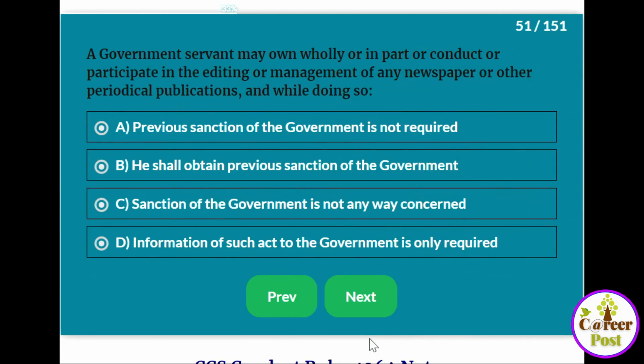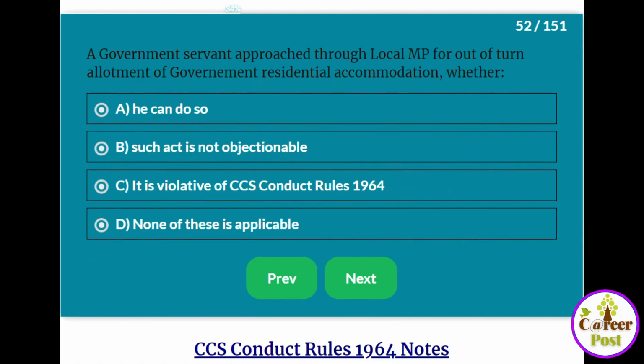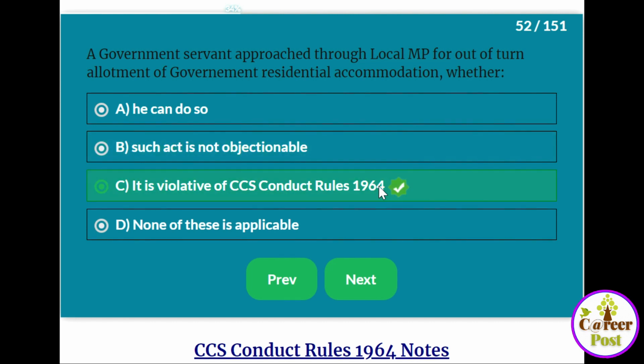A government servant may own wholly or in part, or conduct or participate in the editing or management of any newspaper or other publications, and while doing so he shall obtain previous sanction of the government. A government servant approaches a local MP for an out-of-turn allotment of government residential accommodation. Whether he can do so? Such an act is objectionable. It is violative of CCS Conduct Rules 1964. None of these is applicable.